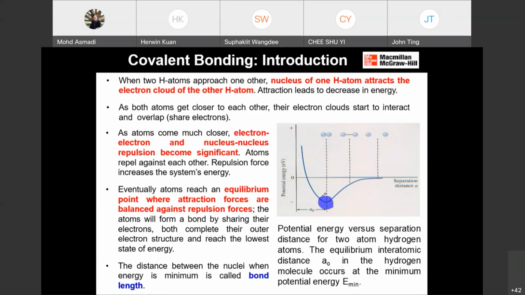If you do the derivative, dy over dx, it becomes zero. In terms of Gibbs energy, it is also zero because it is in equilibrium. So the equilibrium point is where the attraction force is balanced against the repulsion force. So we can calculate this hydrogen bonding.